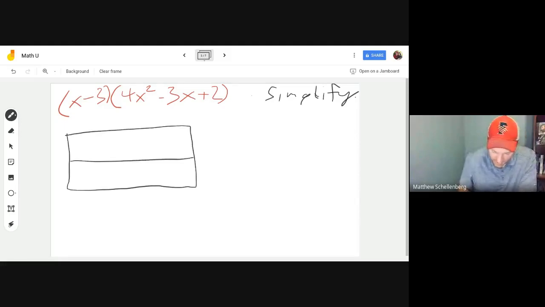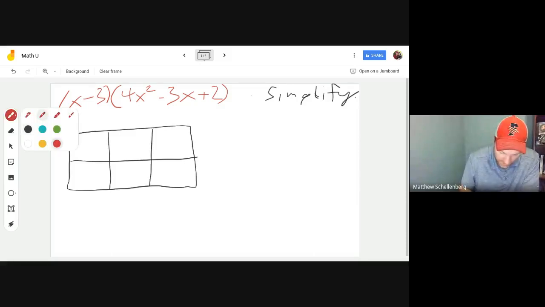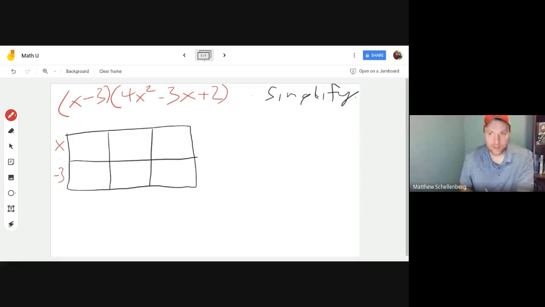Some of you guys really like the box. Basically what you do is you put the individual terms of each bracket on the box. So the first two terms are x and -3. And yes, the minus belongs to the 3 and not the x. So make sure you put that negative with the 3. And then up top, we have 4x squared. Then we have -3x. Then we have 2. And so what we do now is we just multiply for each box.